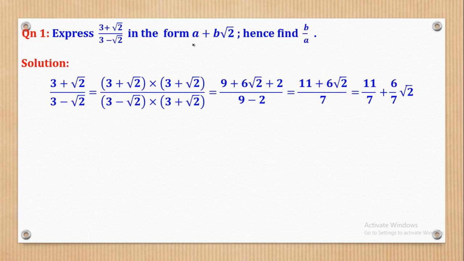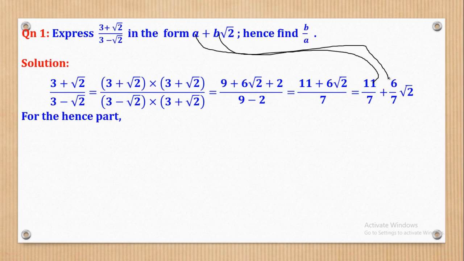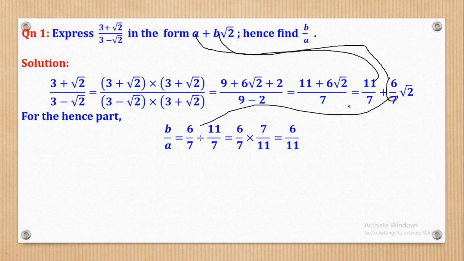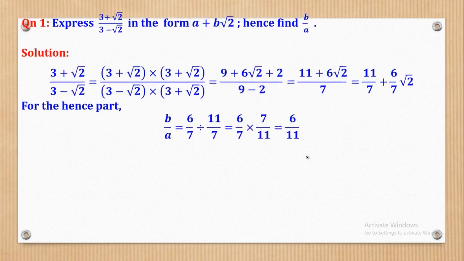But I wanted it in this form, meaning that we have to split the numerator. Splitting means that this will be over this and also this will be over that. That's why you see here 11 over 7 plus 6 over 7 root 2. Now that means that our A is this and B is that. Therefore the hence part, B is this, come and put it here, divide by A, which is this. You will come up with 6 over 11.